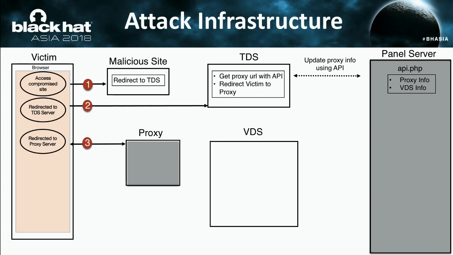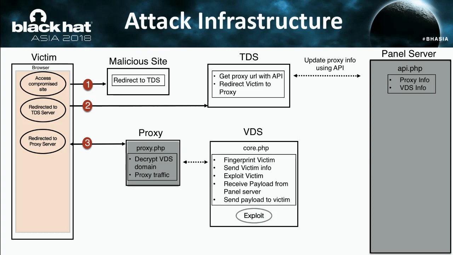The main function of the proxy server is just proxying the traffic between the victim and the VDS server, which is the actual landing server. Another function is that it receives some of the parameters from the victim URL and then decrypts these parameters, and then the proxy knows the domain of the VDS server it should forward the traffic to. So the proxy is just proxying the traffic between the victim and the VDS server.